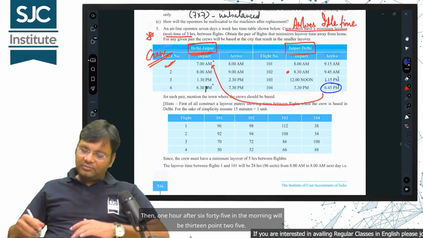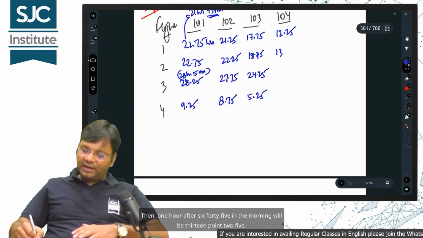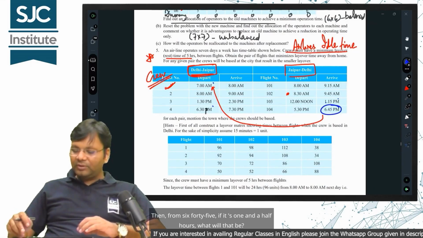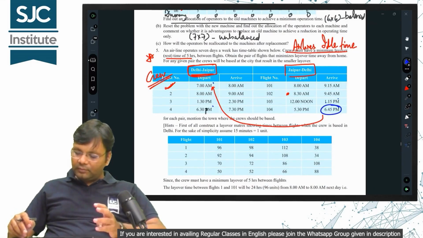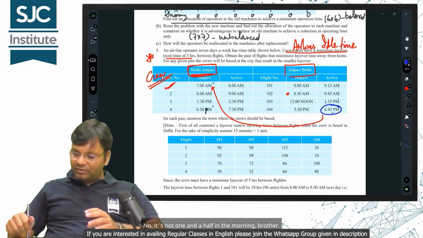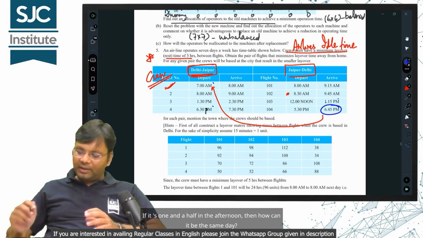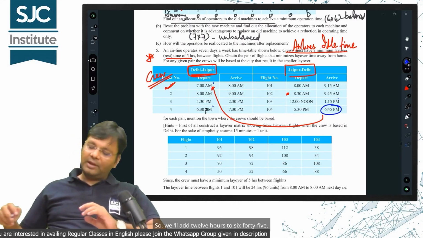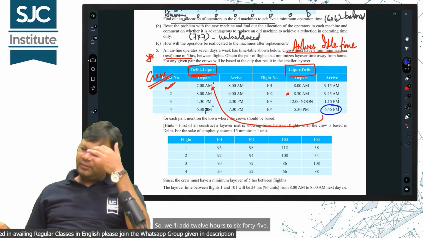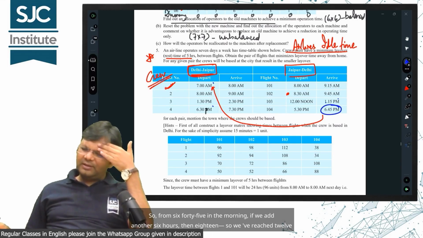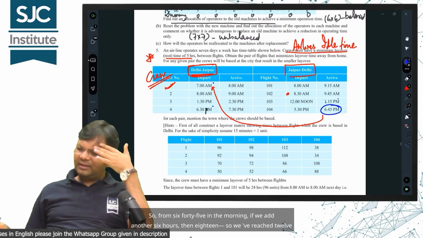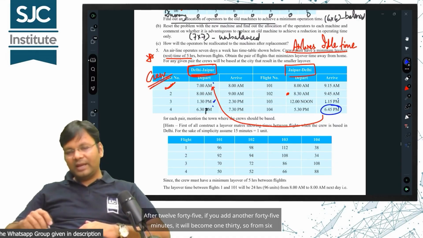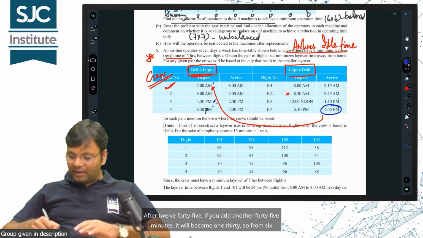Then, 1 hour after 6:45 in the morning will be 13.25. Then, from 6:45, if it's 1.5 hours, what will that be? It will be the same day. No, it's not 1.5 in the morning, brother. If it's 1.5 in the afternoon, then how can it be the same day? So, we'll add 12 hours to 6:45. So, from 6:45 in the morning, if we add another 6 hours, then 18, so we've reached 12:45. After 12:45, if you add another 45 minutes, it will become 1:30.